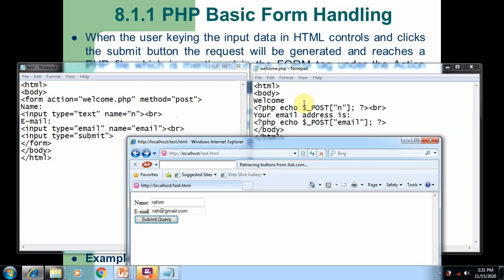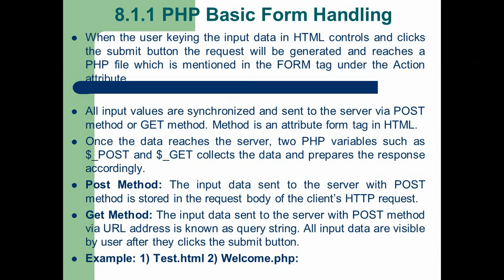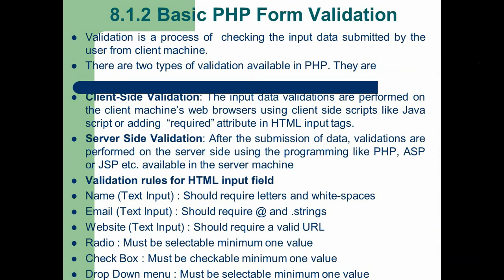So next, we are going to see the second type of control variables, where we try to understand the basic form validation process in client side programming. Validation is a process of checking the input data before submitting.